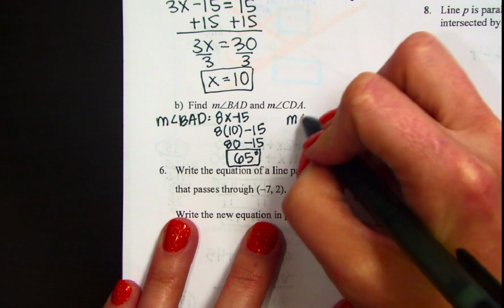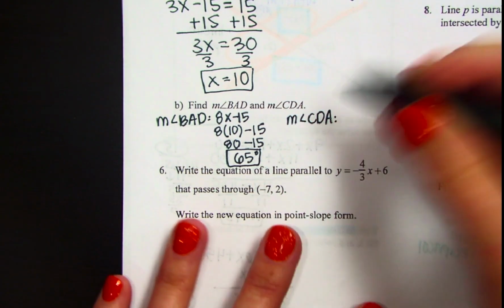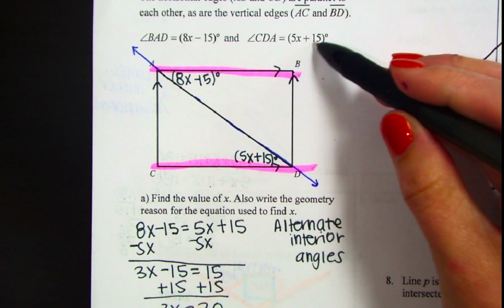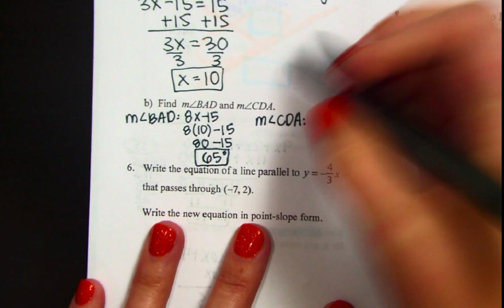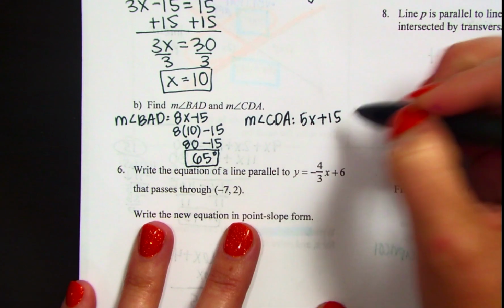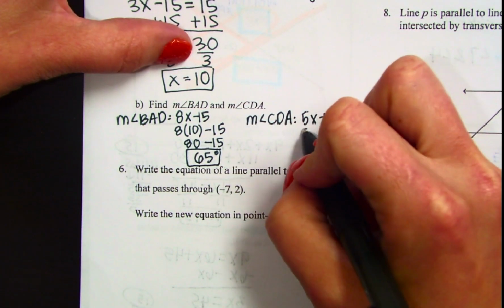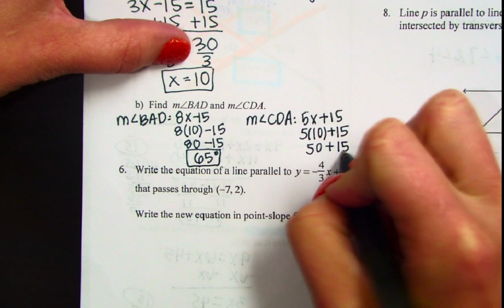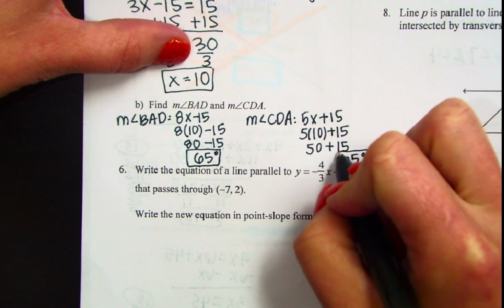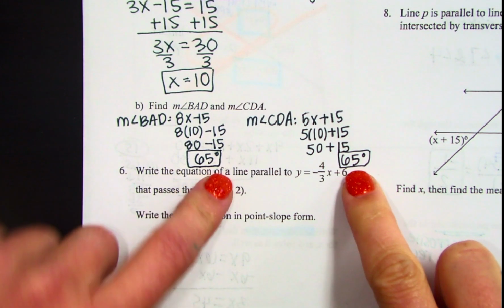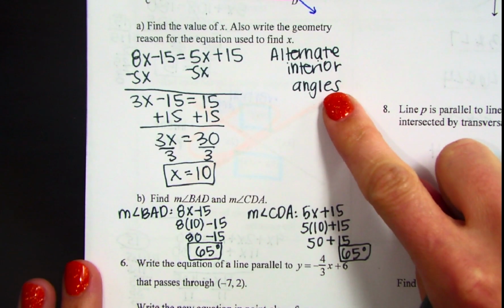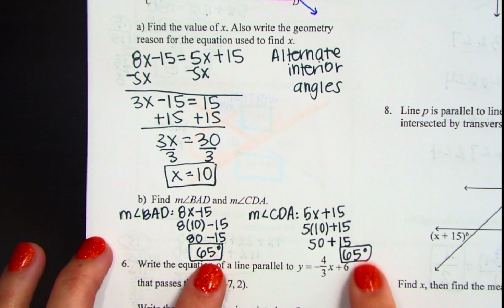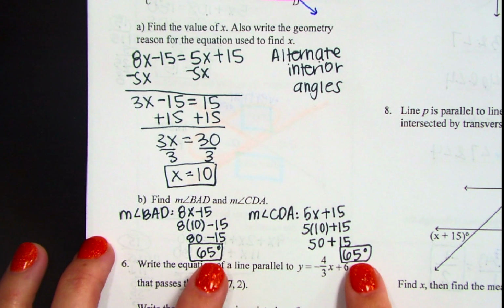And then we're going to look at the measure of angle CDA. The measure of angle CDA was given to us up here, 5x plus 15. So I'm going to write that down, 5x plus 15. And I'm going to, again, replace x with 10. That's 50 plus 15, and we get 65 degrees. So these are going to be the same measure because these are alternate interior angles, which have the same angle measure. So we technically just had to plug in here, and then we knew they were both 65, but it's a good idea to just show your work for both to double check.